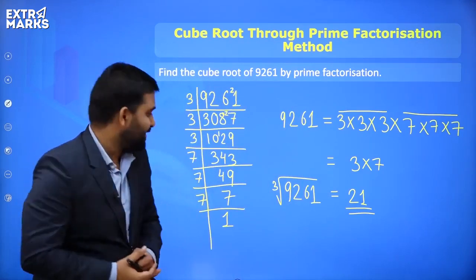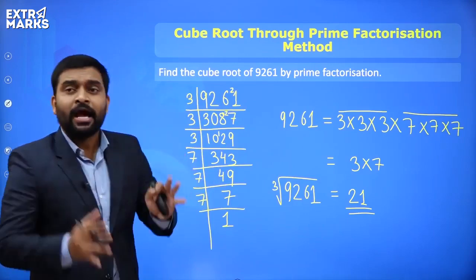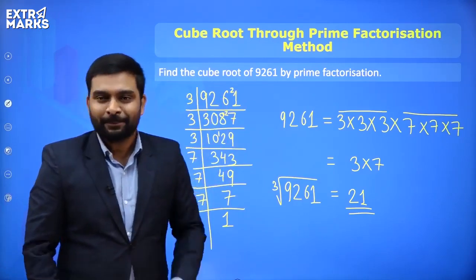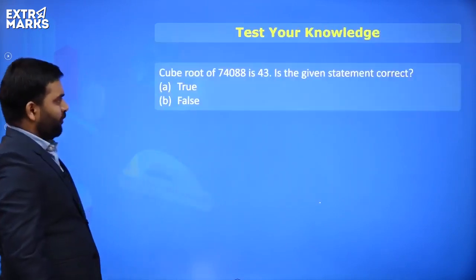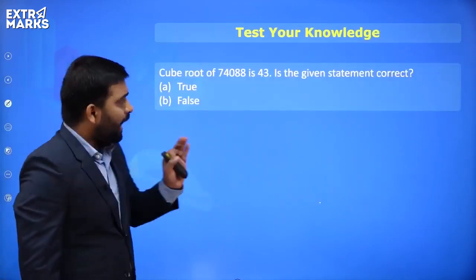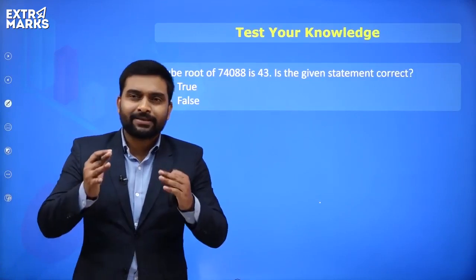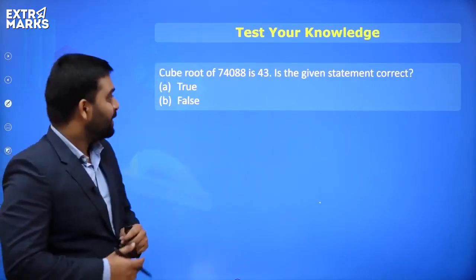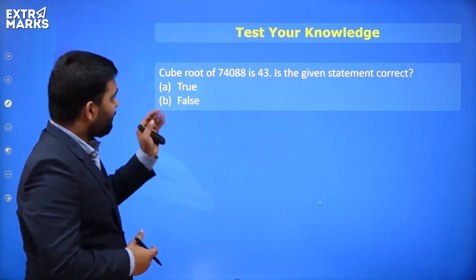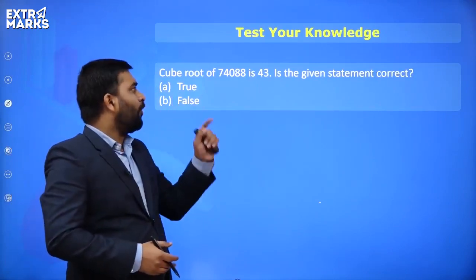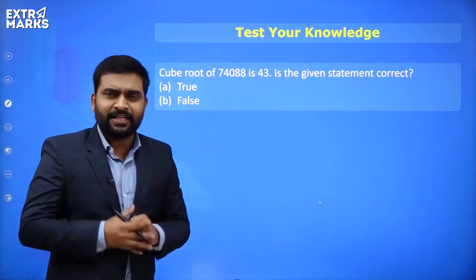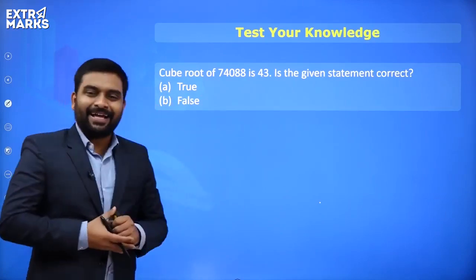I hope this thing is now clear to everyone. How do we find the cube roots? Using the prime factorization method. Let's have one more question for all of you, everyone. This time, everyone, I am giving you 10 seconds. Quickly think and tell me what will be the answer, true or false. The question says, is the cube root of 74,088 as 43? Is it the same? So everyone think and tell me quickly.